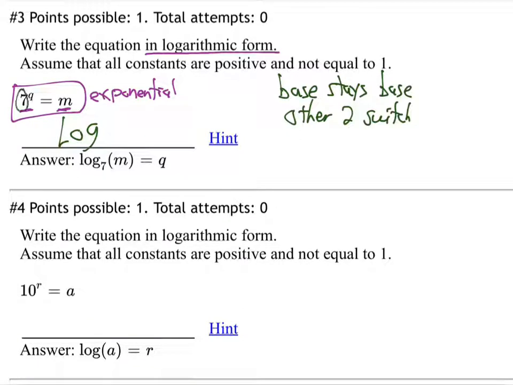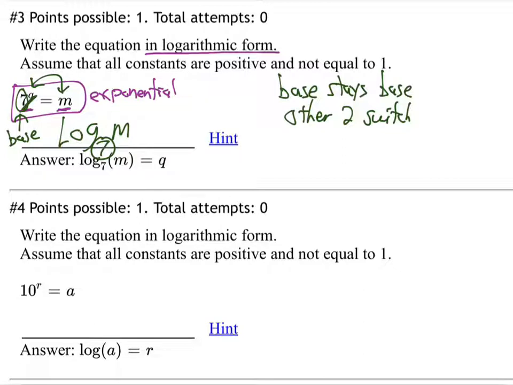So the base is the 7, right? That's the base. How do you know that's the base? Because it has something on it. It has a q power on it. So that base will stay 7. The other two will switch, so the q and the m will switch. Instead of 7 to the q, it'll become 7 to the m. See how the 7 is lowered down?